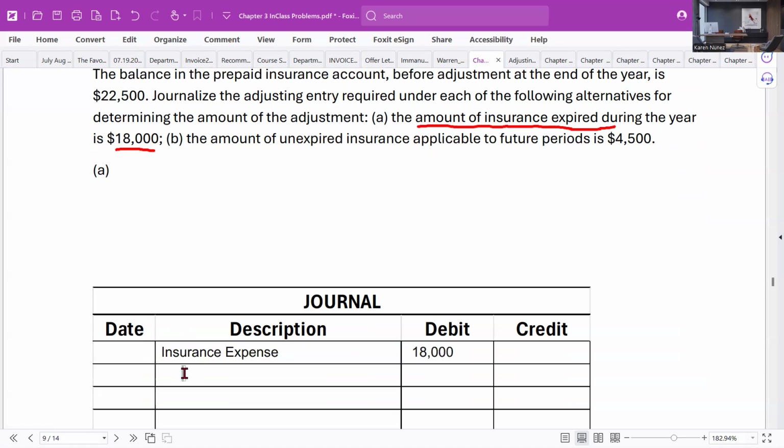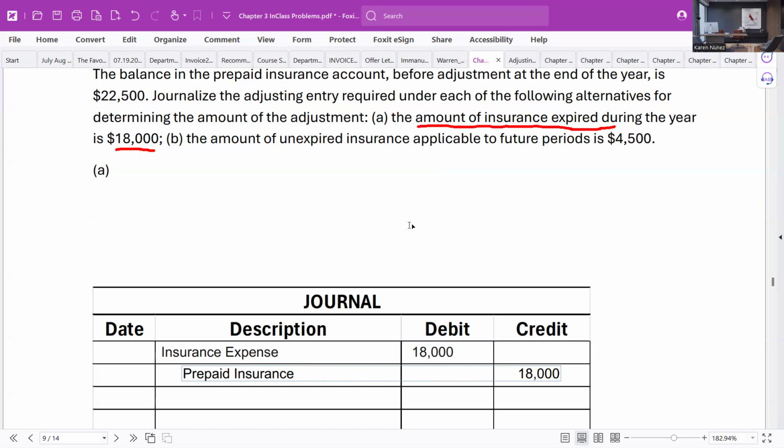And we reduce that asset account called prepaid insurance now by the same amount, $18,000. So that's a pretty easy one. They just give us the amount of the adjusting entry. And then what they do is they turn it around on us.